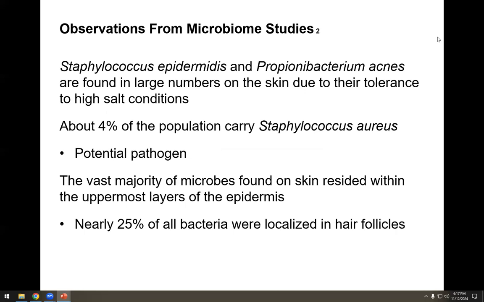Our main contributors to our microbiome are going to be Staphylococcus epidermidis and Propionibacterium acnes. Propionibacterium acnes is P. acnes. You've probably heard about it in skincare commercials or whatever. Those guys are the cause of typical acne. Usually if you have acne, the pustules associated with it are going to be populated by that. About 4% of the population has staph in their microbiome.